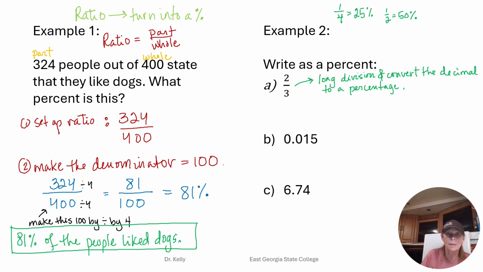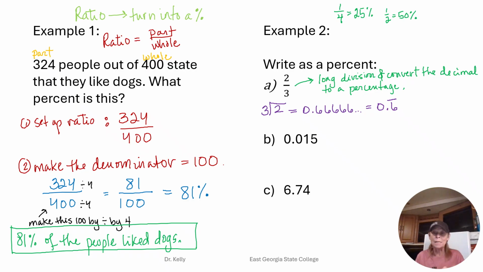So if we set this up and do long division, that is 2 being divided by 3. And when you do that, you get 0.6666666. It goes on forever. In fact, we write that as 0.6 with a line over it. That line lets us know that that 6 repeats.